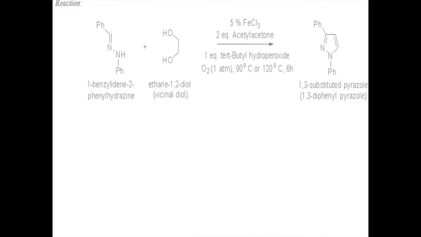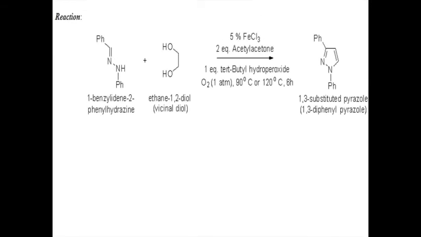Moving to the reactions, in this reaction, the benzylidene 2-phenylhydrazine reacts with the vicinal diol. They both condense together to form one ring, which is known as a cyclization reaction. This reaction takes place at 90 to 120 degrees Celsius for 6 hours, and the pressure maintained is 1 atmosphere. In this, we are using 5% ferric chloride, which acts as a catalyst, and 2 equivalents of acetyl acetone are also used.